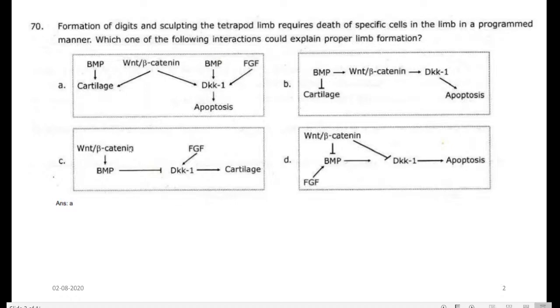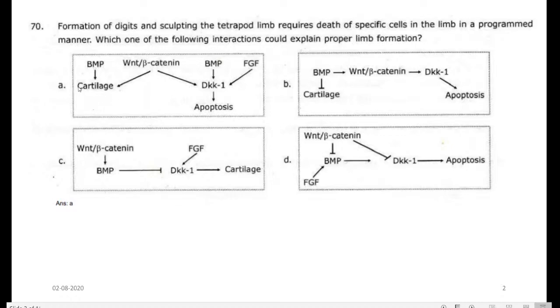This process requires the death of specific cells, so the final stage is apoptosis. Death is relevant to apoptosis, so the final stage should be related to cell death, and it should be in a programmed manner. That programmed manner is the proper staging, and this proper staging is explained in option A.